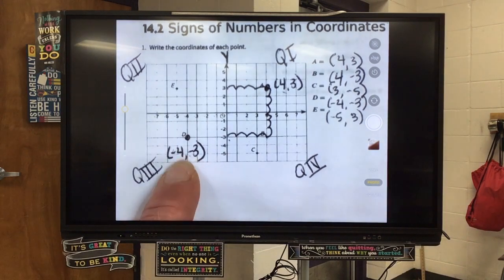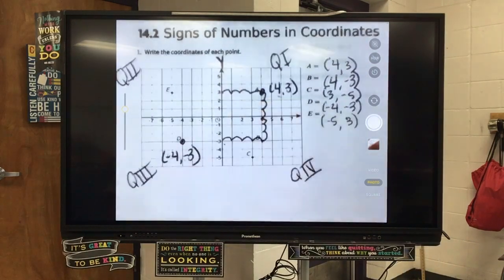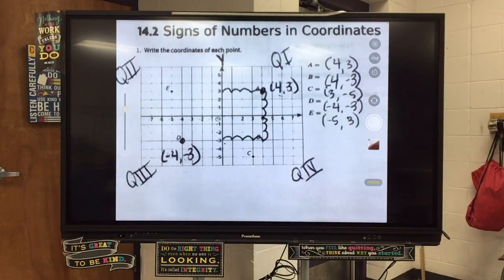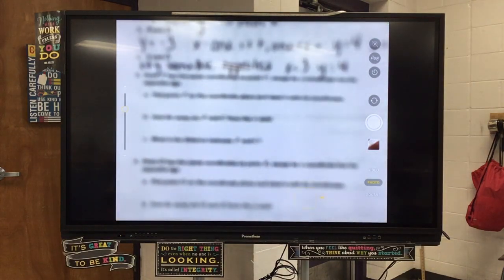Right, because this is -4 and that's a positive 4. What do we know about that? What do we know about a -4 and a +4? Indira? What do we know about a -3 and a +3? They're opposites. All right, so let's move on to question number 3.